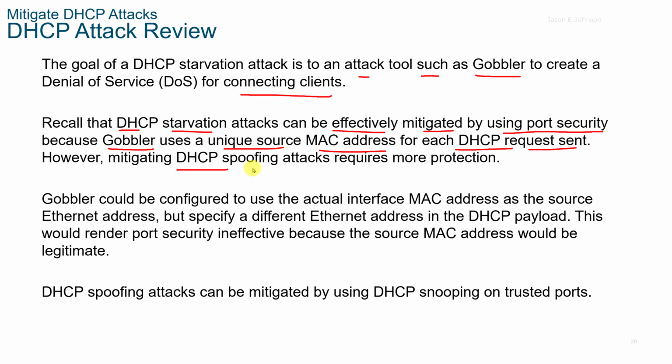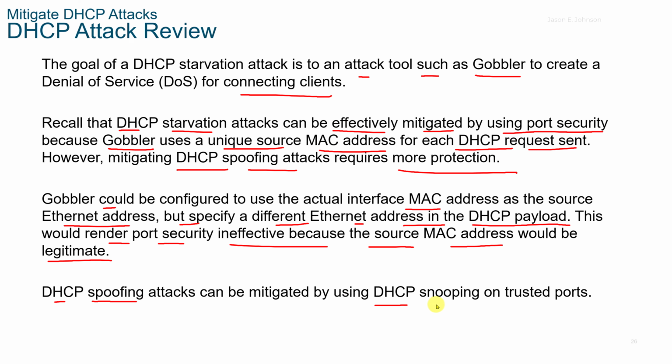Mitigating DHCP spoofing attacks requires more protection though. As with all security, you want to have layers. Gobbler could be configured to use the actual interface MAC address as the source Ethernet address, but specify a different Ethernet MAC address in the DHCP payload. This would render port security ineffective because the source MAC address would be legitimate. So DHCP spoofing attacks can be mitigated by using DHCP snooping on trusted ports.